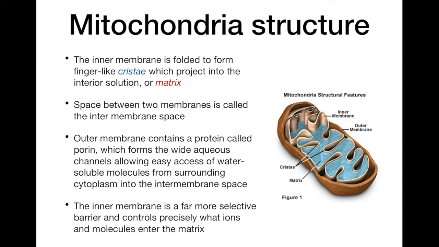The inner membrane is a far more selective barrier and controls precisely what ions and molecules can enter the matrix. The matrix is the interior solution. Here, this is the interior solution, the matrix. Now you see the main function of mitochondria is to carry out aerobic respiration, although they do have other functions such as synthesis of lipids.